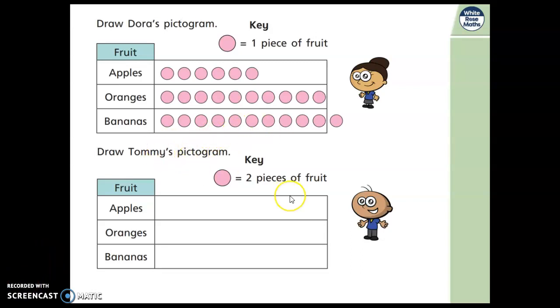Now, even though Tommy's pictogram might look different, the value of this counter is more now. It's now 2 pieces of fruit. So we're not counting in ones anymore, we're counting in twos. Okay, so let's see how many apples he's got. So we haven't got 1, 2, 3 apples. We've got 2, 4, 6 apples. We've got 2, 4, 6, 8, 10 oranges. 2, 4, 6, 8, 10, 12 bananas.